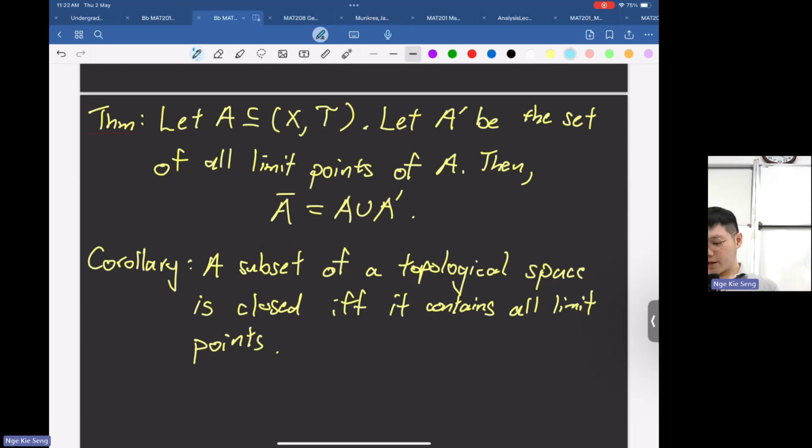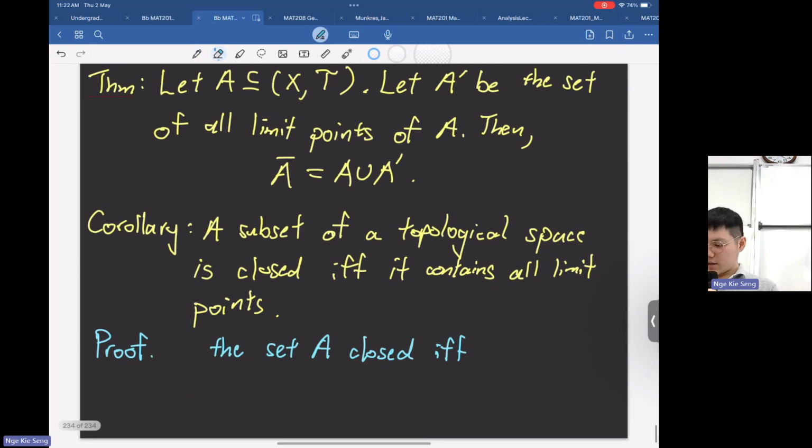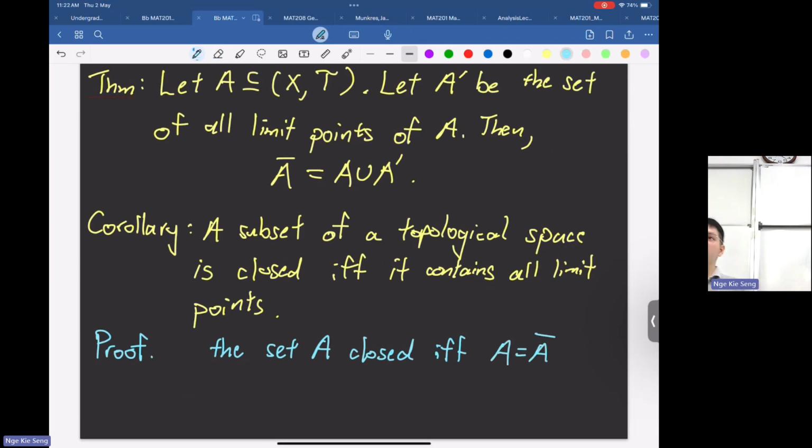Remember that last time when we introduced the definition of A bar, right? If the set A is closed, or really it's an if and only if statement, then A equals A bar. This is what we discussed when we introduced A bar. But the above says that A bar equals A union A prime. So meaning that if a set is closed, it should contain all the limit points. But just now, we remarked that a limit point of A might be in A or might not be in A, right? So if it is closed, then it must be in A.